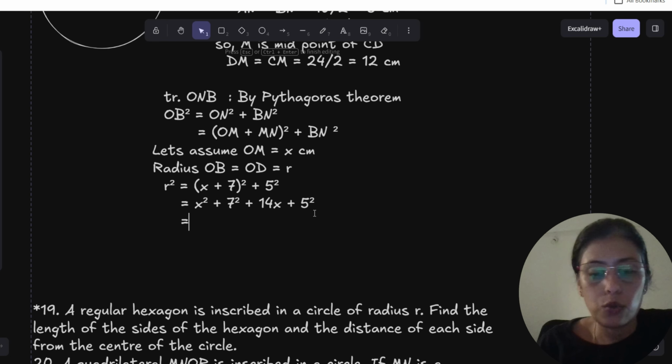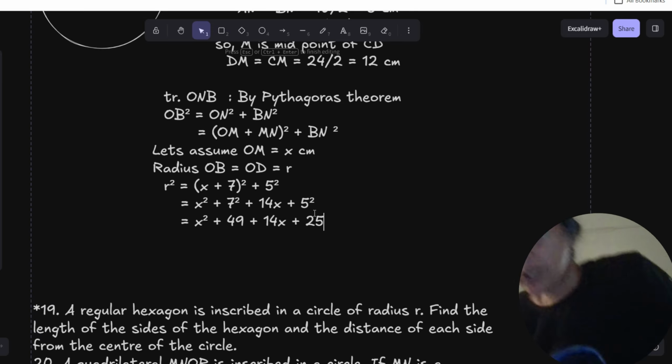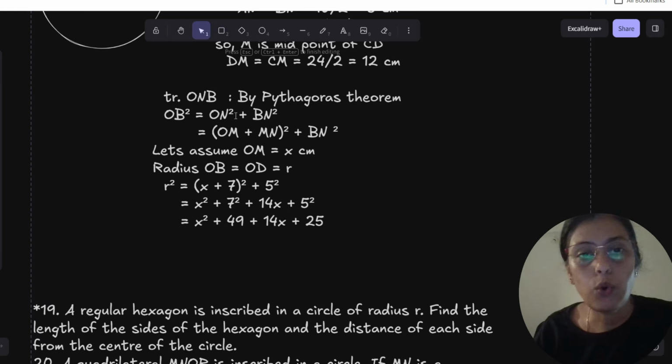Or it is going to be X square plus 49 plus 14X plus 25. Okay, we don't know X here. It's okay. Let's see what we get further. Now this is for triangle ONB.